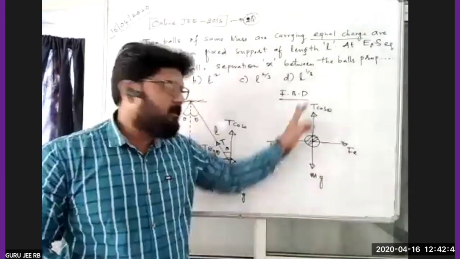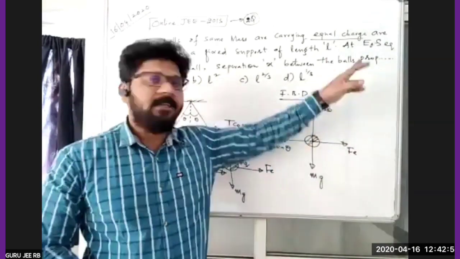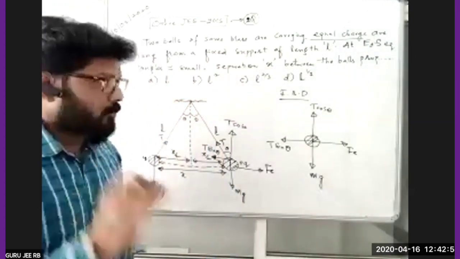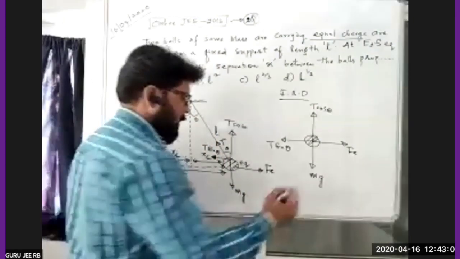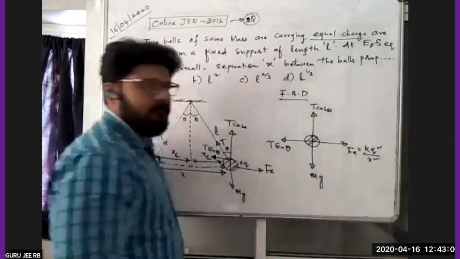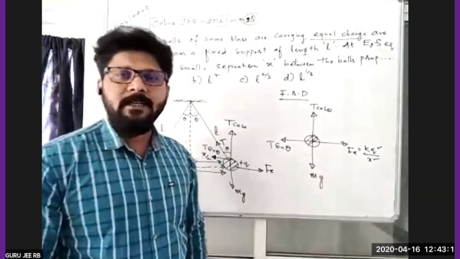These two should be balanced. The net force acting on it should be 0. Then it will be in electrostatic equilibrium. Net force should be 0. So here I can write the electrostatic force is nothing but k q square divided by x square. Between two charges, the distance is how much? X. Is it clear till this point?